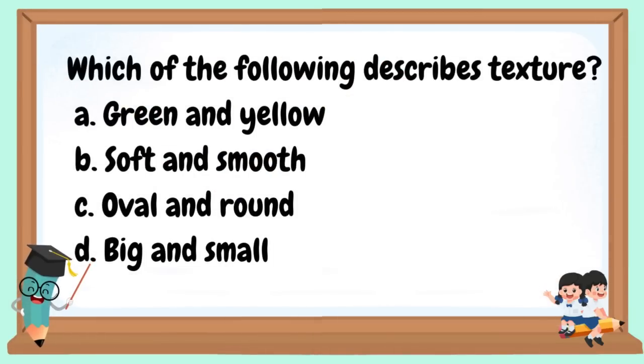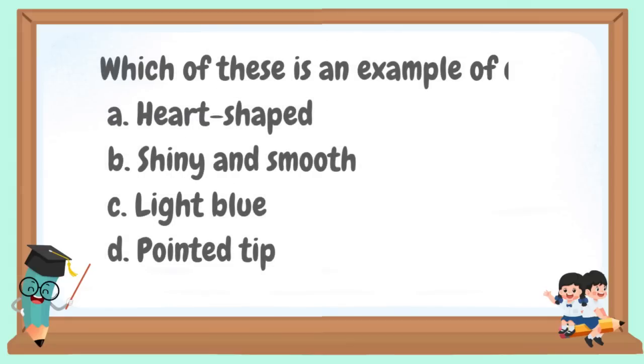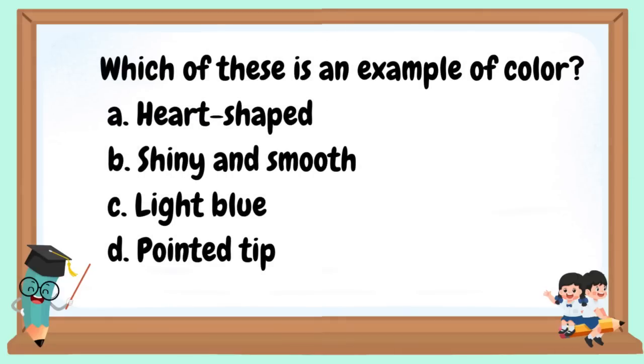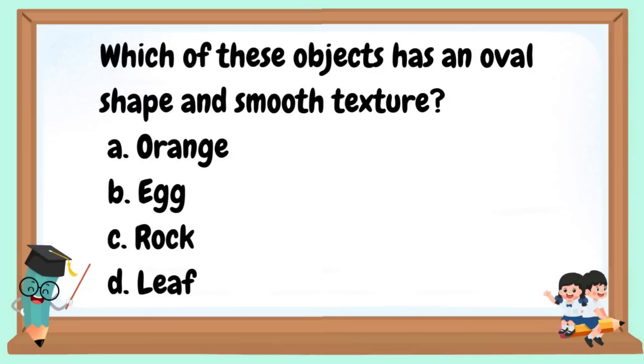Which of the following describes texture? What do we call the outline or form of an object? Which of these is an example of color? A basketball has a bumpy surface. This describes its blank. Which of these objects has an oval shape and smooth texture?